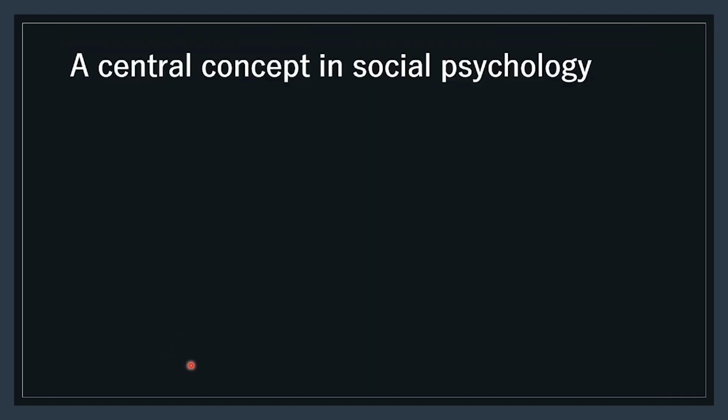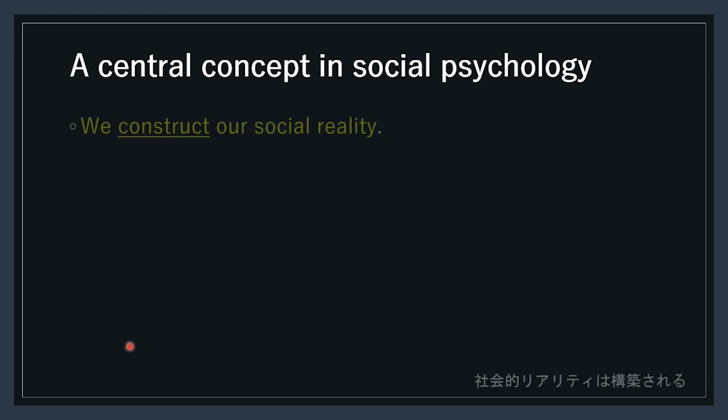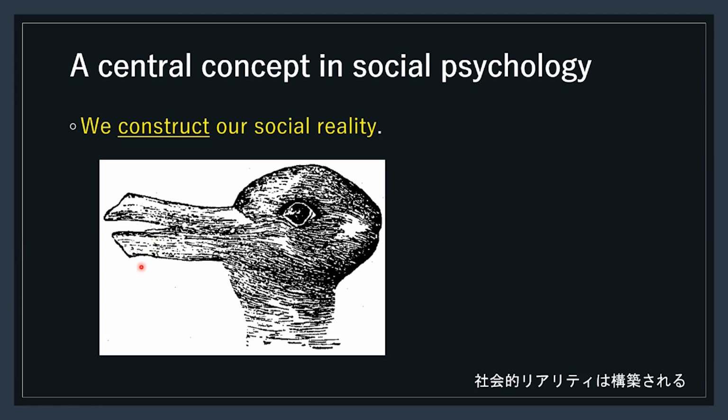And to understand the idea of social thinking, it's good to remember one of the fundamental and central concepts in social psychology. And that is the fact that we construct our social reality. This means that we differ in how we understand reality. So to get you familiar with this concept, this idea, let's think about this example.